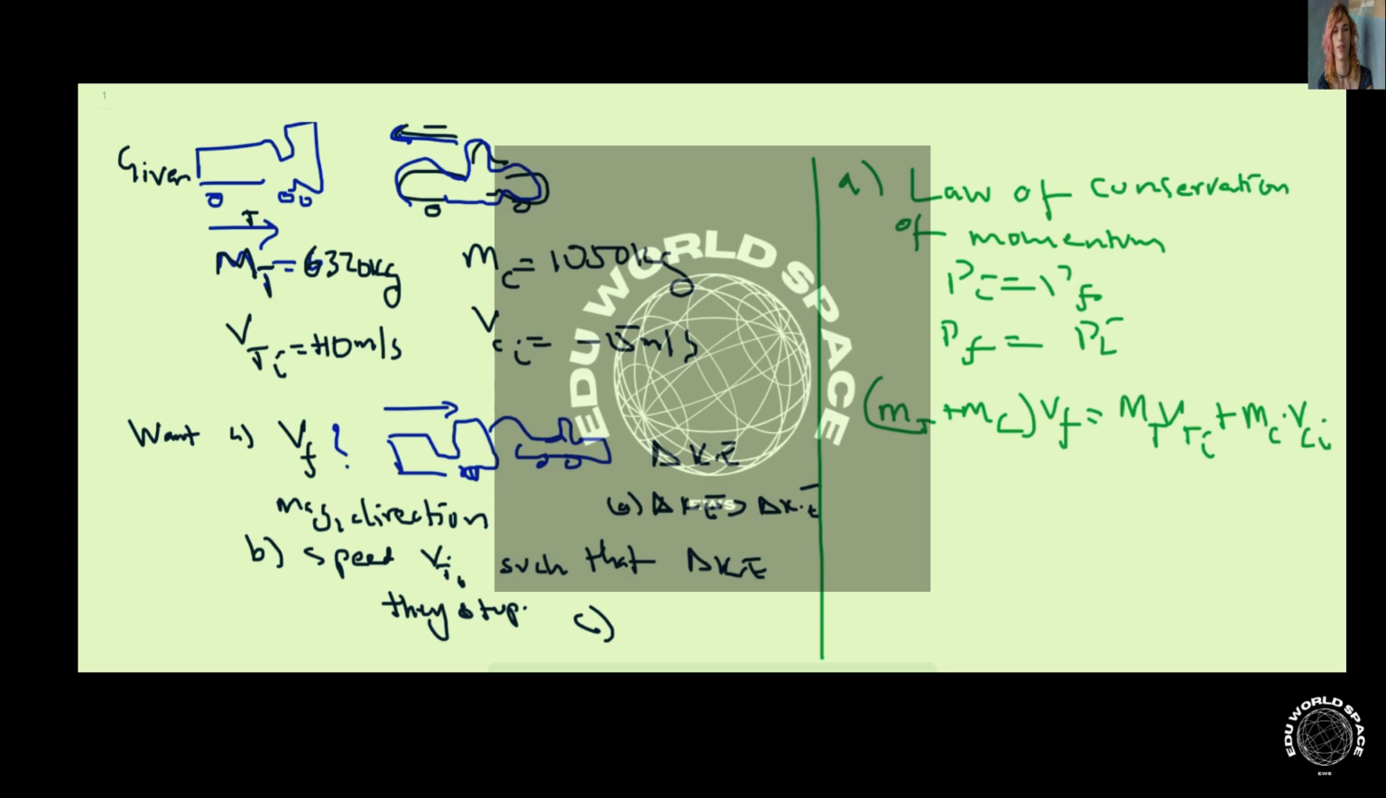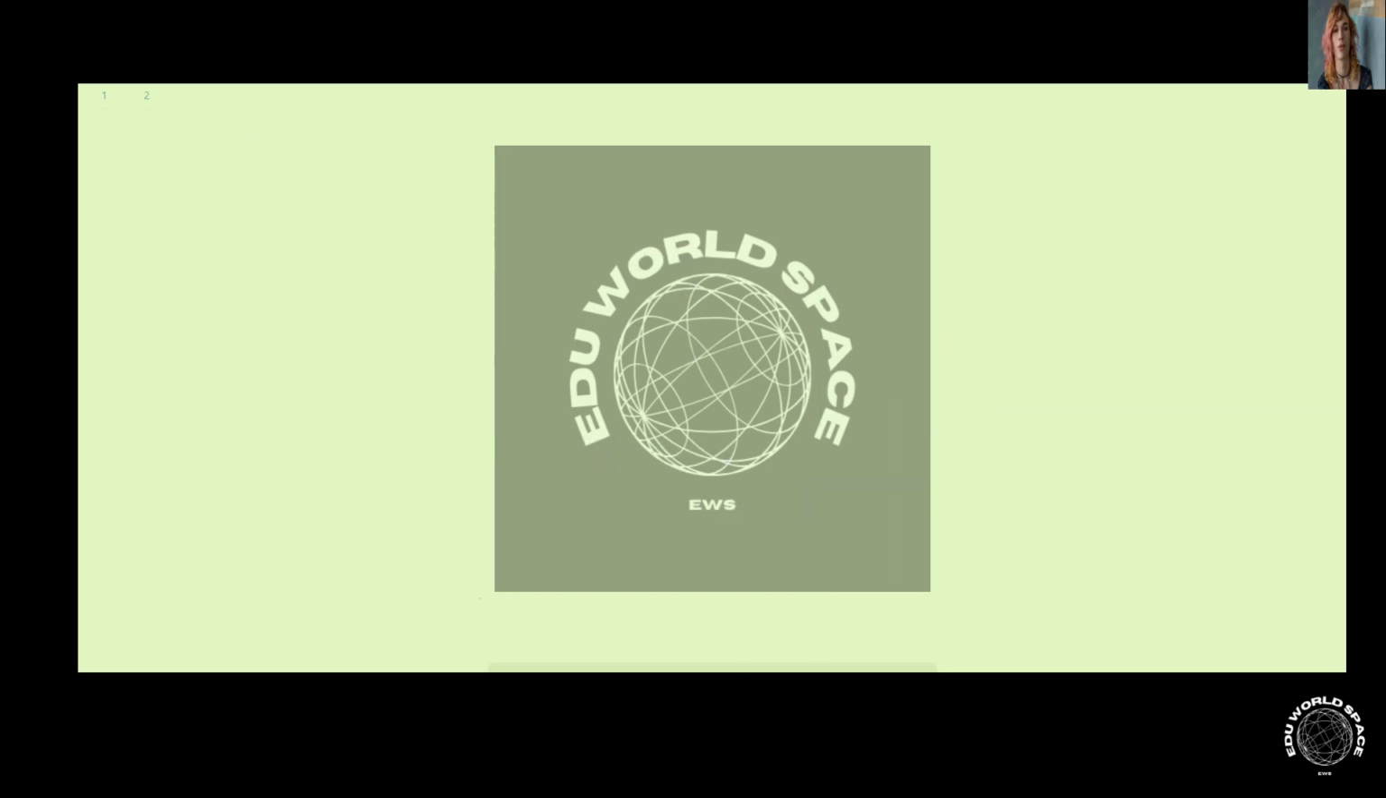Moving things around, we see that the final velocity is the initial momentum of the truck plus the initial momentum of the car, over the sum of the two masses together. And so, we'll do this on the next page.